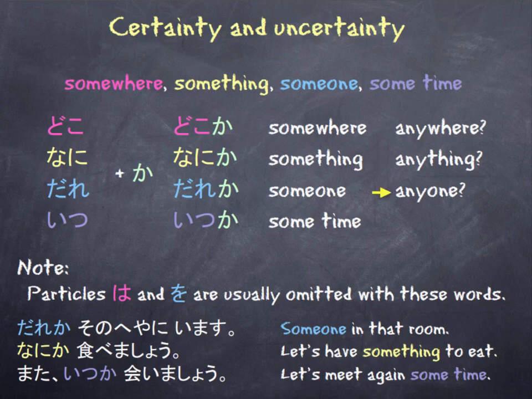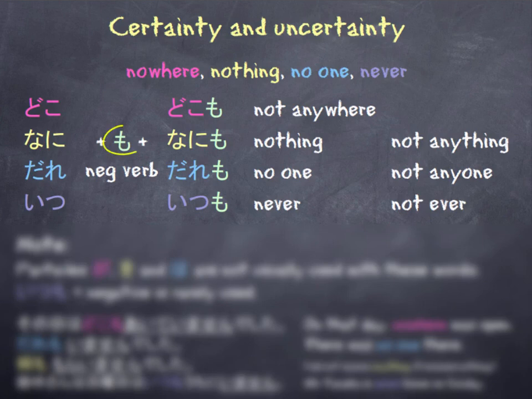Now, if we attach the particle mo to our question words and also finish our sentence with a negative verb, we create the following. So doko plus mo becomes not anywhere. Nani mo is nothing or not anything. Dare mo is no one or not anyone. Itsu mo is never or not ever.